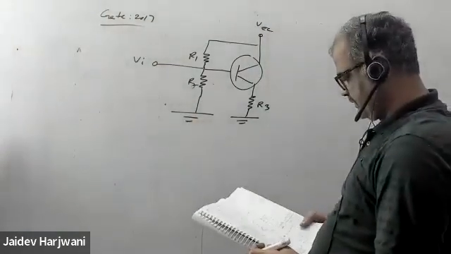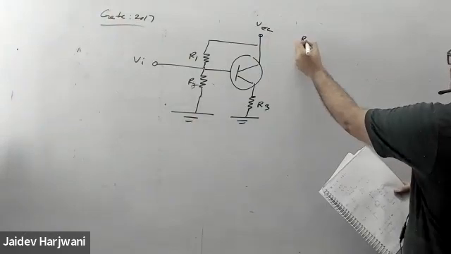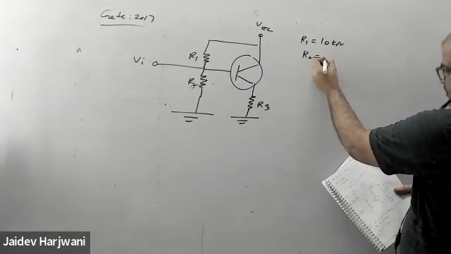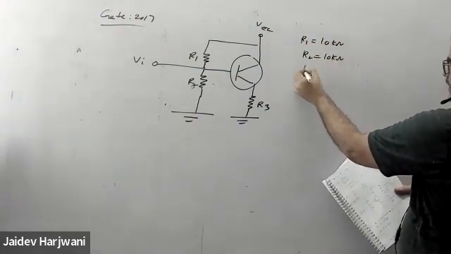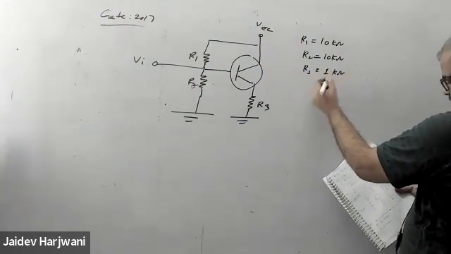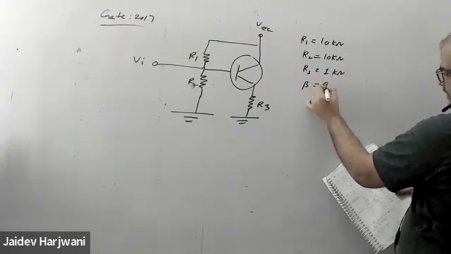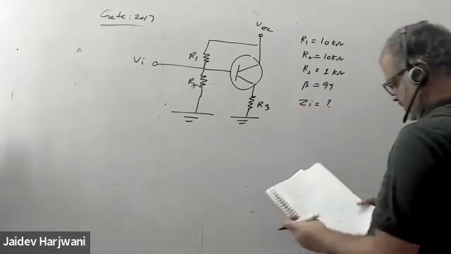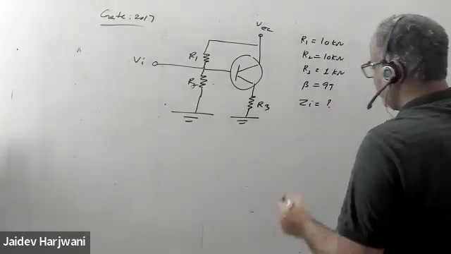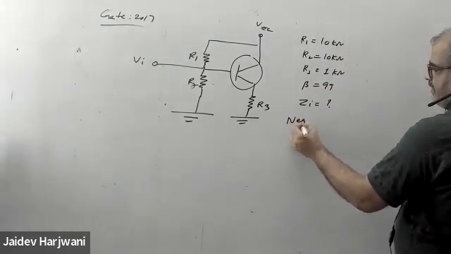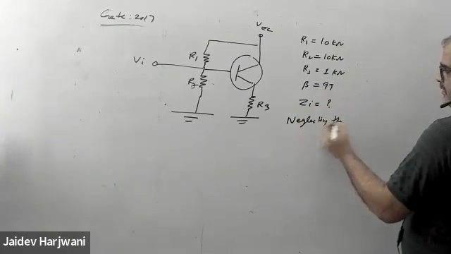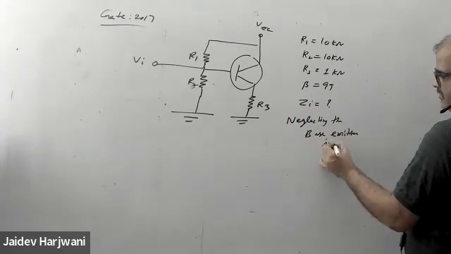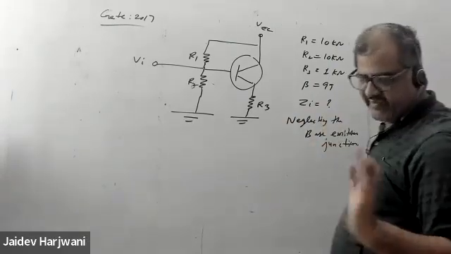R1 value is given 10 kilo ohm. R2 is 10 kilo ohm. R3 is 1 kilo ohm. Beta is given 99. They are asking what is the value of Z impedance, neglecting the base emitter junction. See, just one value they asked.